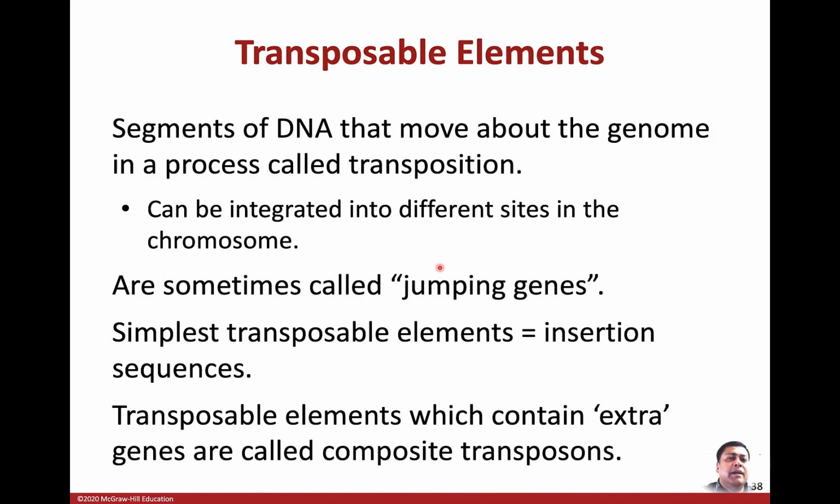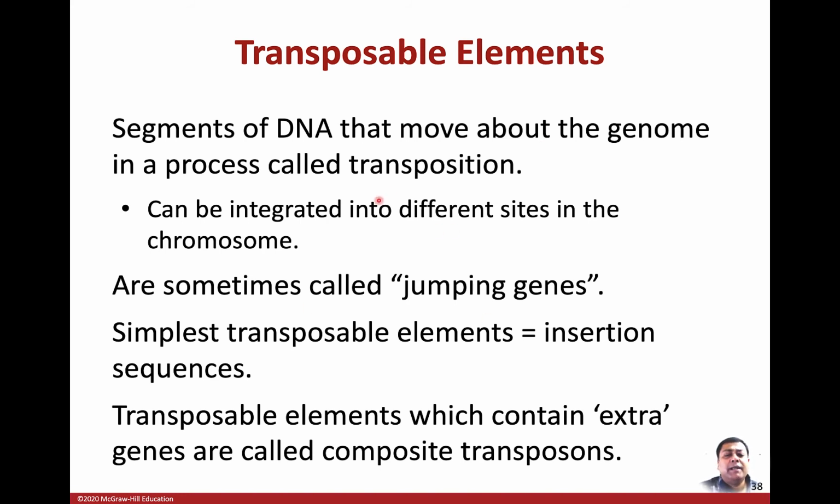So the first thing: what do we mean by transposable elements? The segments of DNA that move about in the genome are called transposons, and the movement is called transposition. Earlier, a transposon used to be called just a jumping gene. These are mobile genetic elements which move from one region to another.